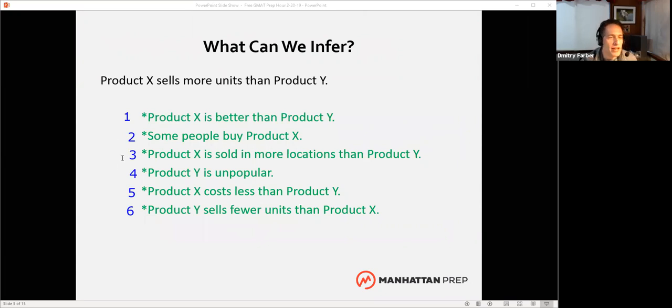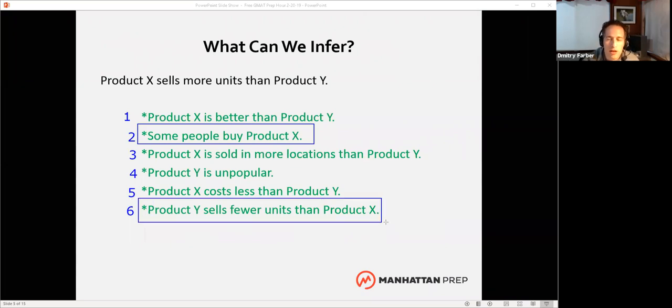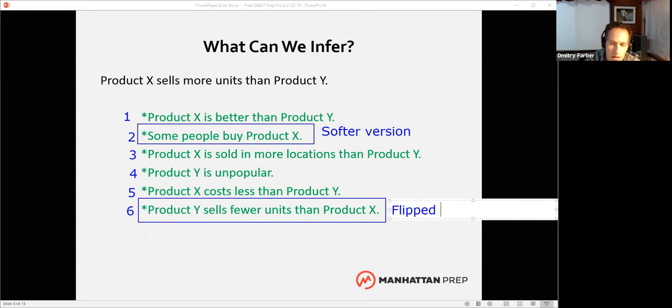2 and 6 sure aren't very interesting, right? They're pretty boring, but they're true, right? Some people buy product X. Well, yes, if it sells units, someone has to buy it, unless machines or robots are buying it, or something. I don't know. Product Y sells fewer units. So what are these? This is a softer version, you could call it, a weakened version of what we already said, and this is a flipped version.